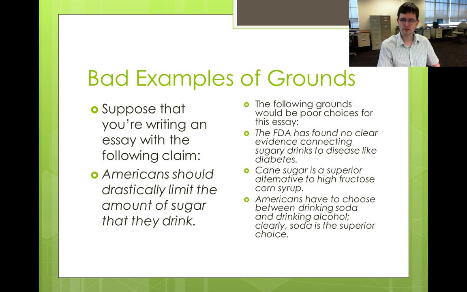Third, Americans have to choose between drinking soda and drinking alcohol. Clearly, soda is the superior choice. Here's an example of an attempt to use logical reasoning. This is a moment where we're presenting our reader with two options and saying that one is clearly better. However, this is poor logical reasoning. This is a bad example of a ground because the logic is deeply flawed. Americans aren't forced to choose between Coke and beer, between soda and alcohol. They have other options. They could drink water, for example. This is a bad ground because its logic has an inherent flaw.